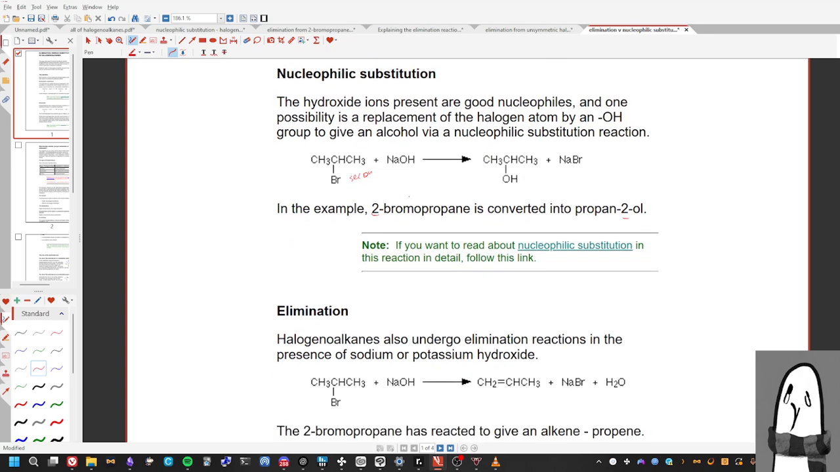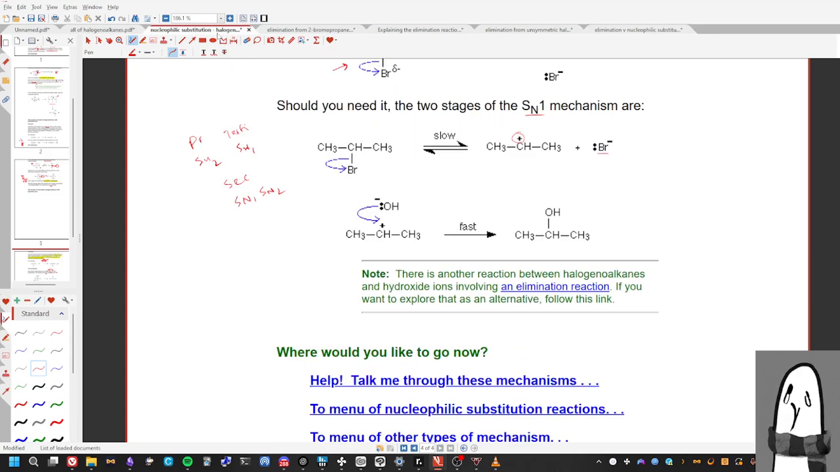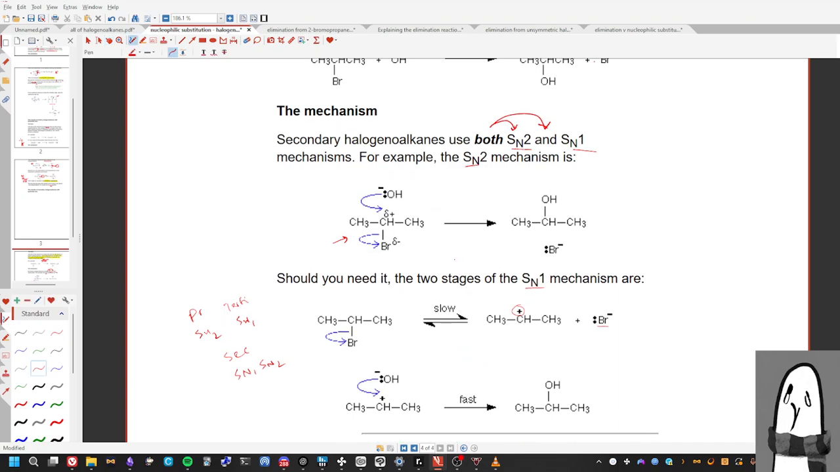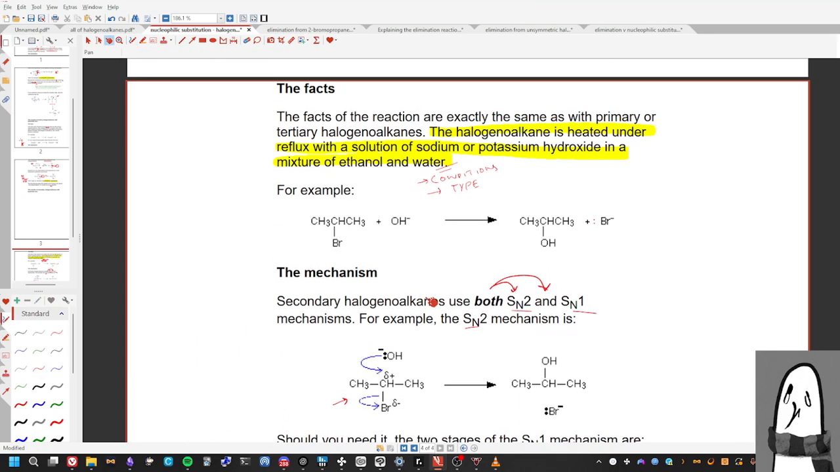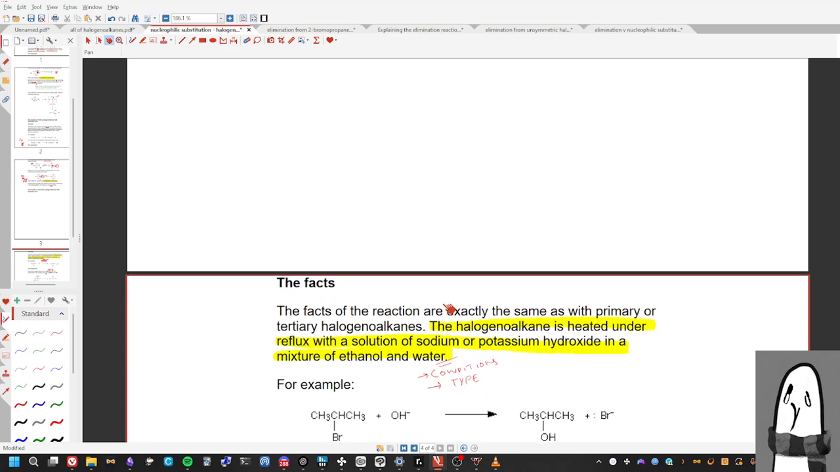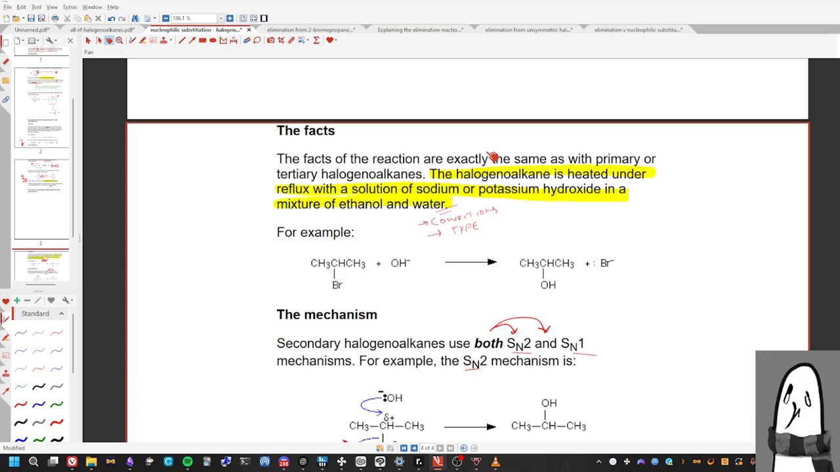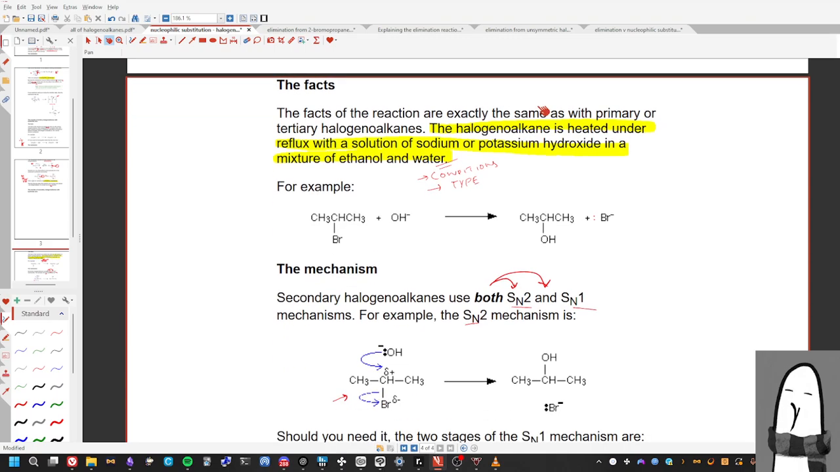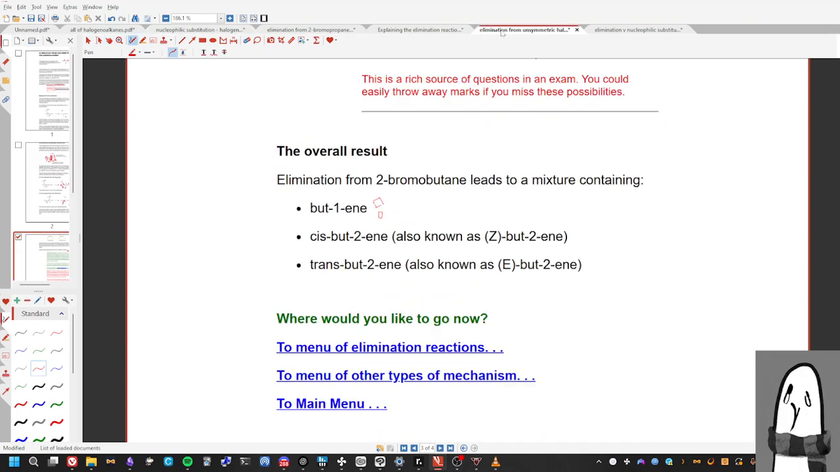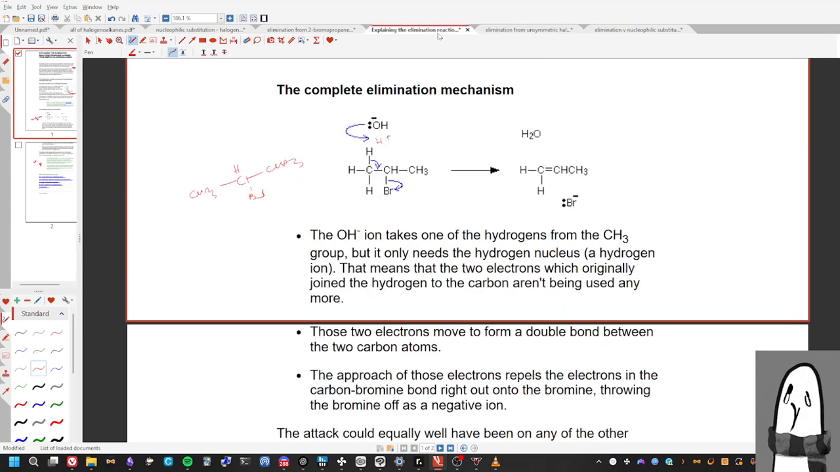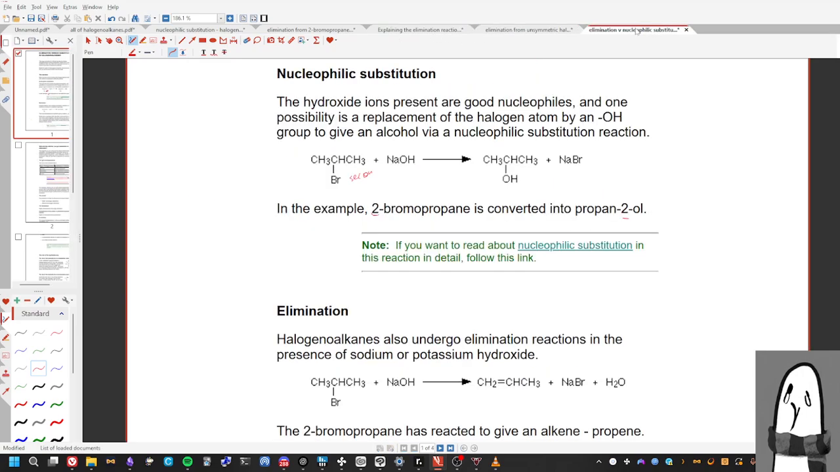Now, hold on. Does the nucleophilic substitution change depending on if it's secondary or primary or tertiary? Yes. The mechanism changes, but the overall reaction does not change. Okay. Let's actually just write that down real quick.